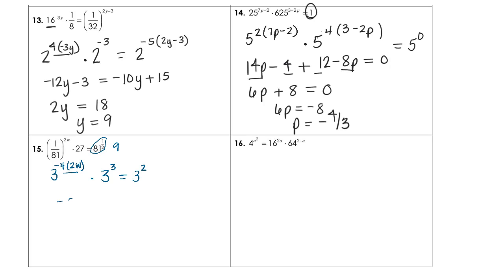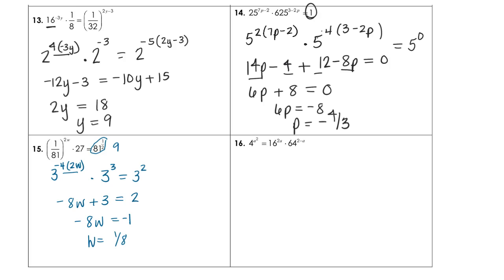So we're going to have negative 8w plus 3 equals 2. And I'm going to subtract that 3 over. And so w is going to be positive 1/8.